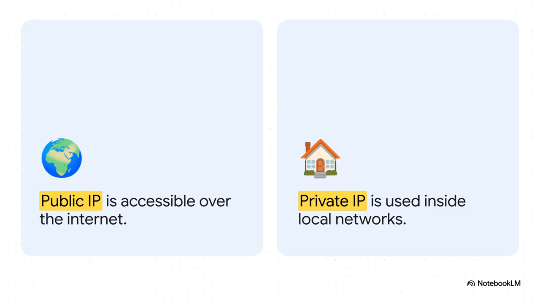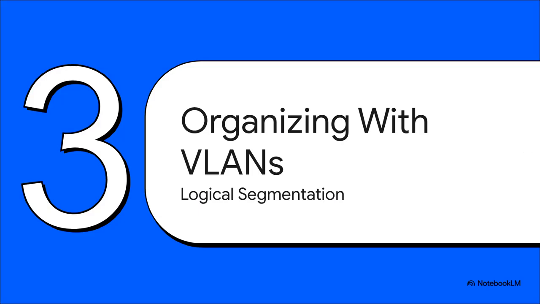To keep everything secure and organized, the internet uses 2 main types of these addresses. First up, public IP addresses. These are assigned by your internet service provider, and they act as your public face to the wide-open internet. Second, we have private IP addresses. These are used strictly inside local networks, like your home or your office building. Private IPs are safely hidden away behind a router, ensuring your personal devices are never directly exposed to the outside world. Moving right along to Section 3, organizing with VLANs.